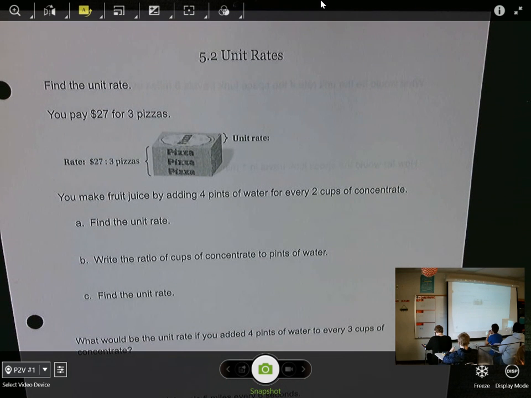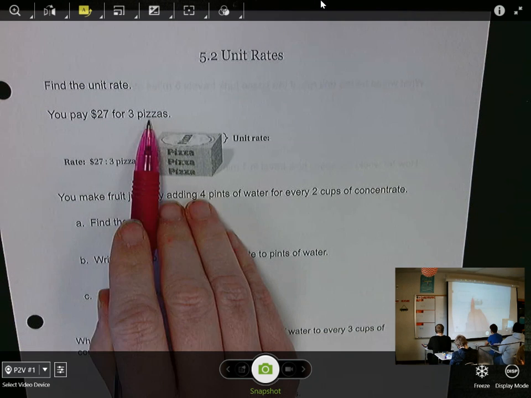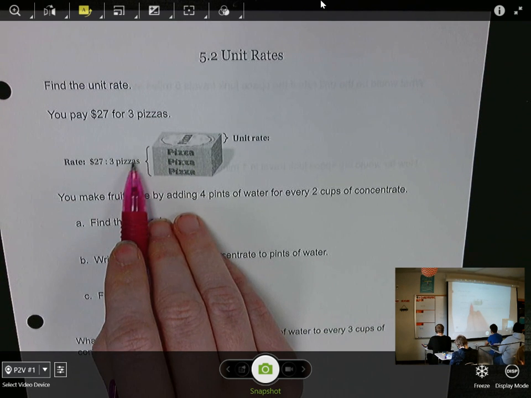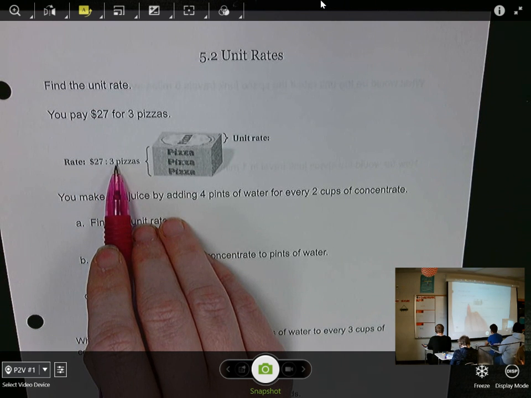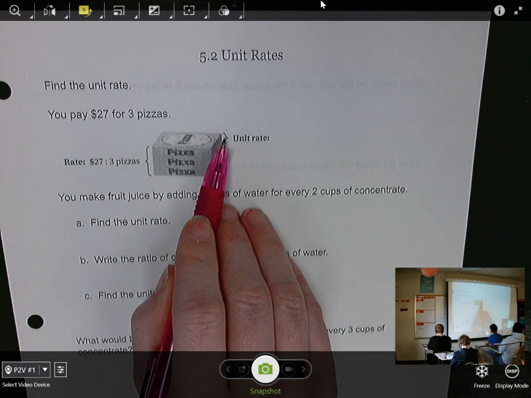2.2, unit rates. We have already been discussing unit rates. Unit rates are just rates that have a denominator of 1. So for instance, it says, find the unit rate. You pay $27 for 3 pizzas. So that's a rate, $27 for every 3 pizzas. What you want to do is find the unit rate.